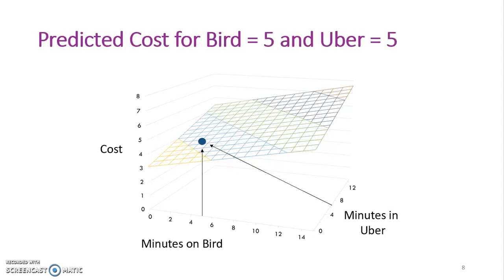And we can see that that corresponds to cost on the vertical y-axis. So essentially, we have to locate on the plane where 5 corresponds to number of minutes spent on the bird and 5 corresponds to number of minutes spent in the Uber. And that point will give us the approximate cost, or the predicted cost, for 5 minutes spent on each vehicle.